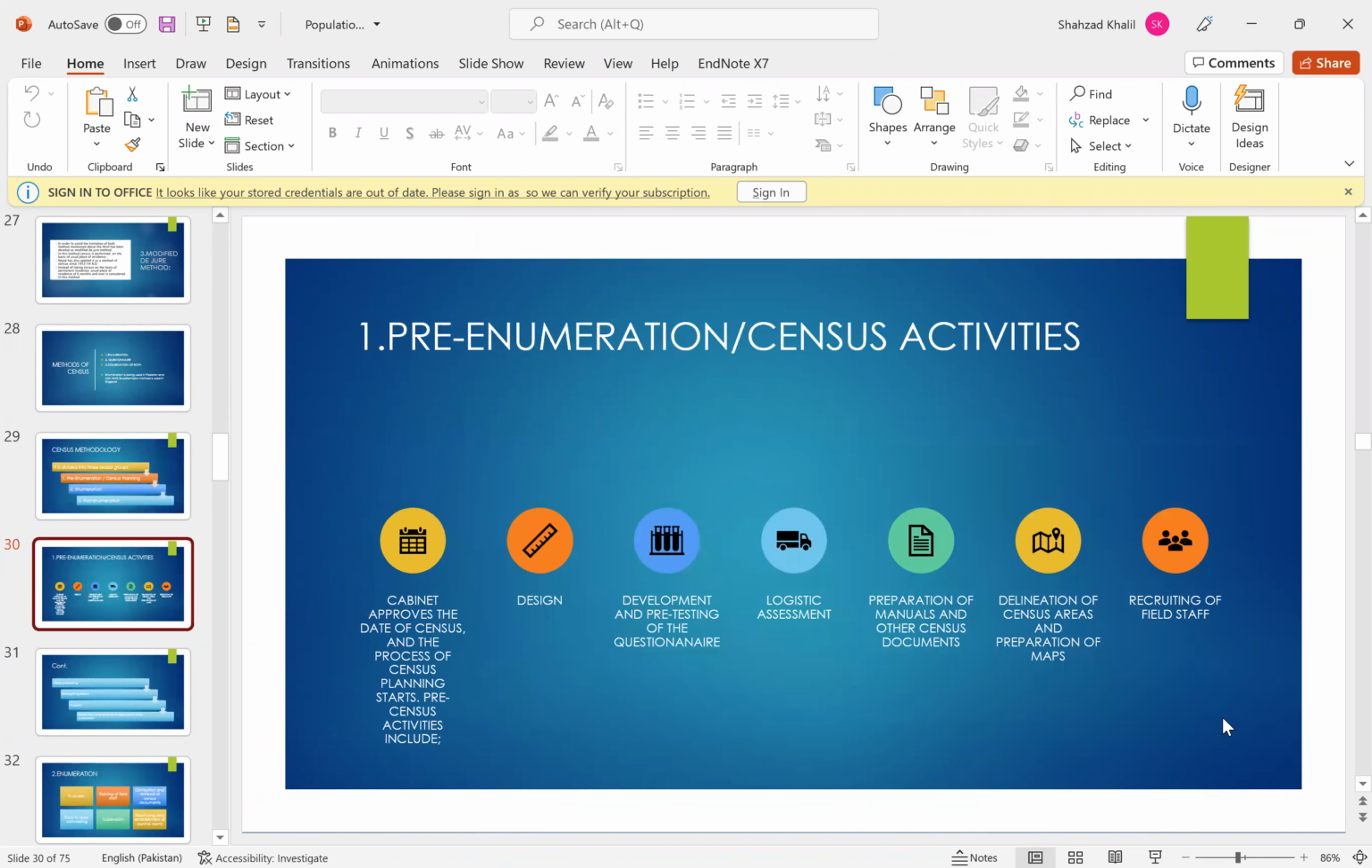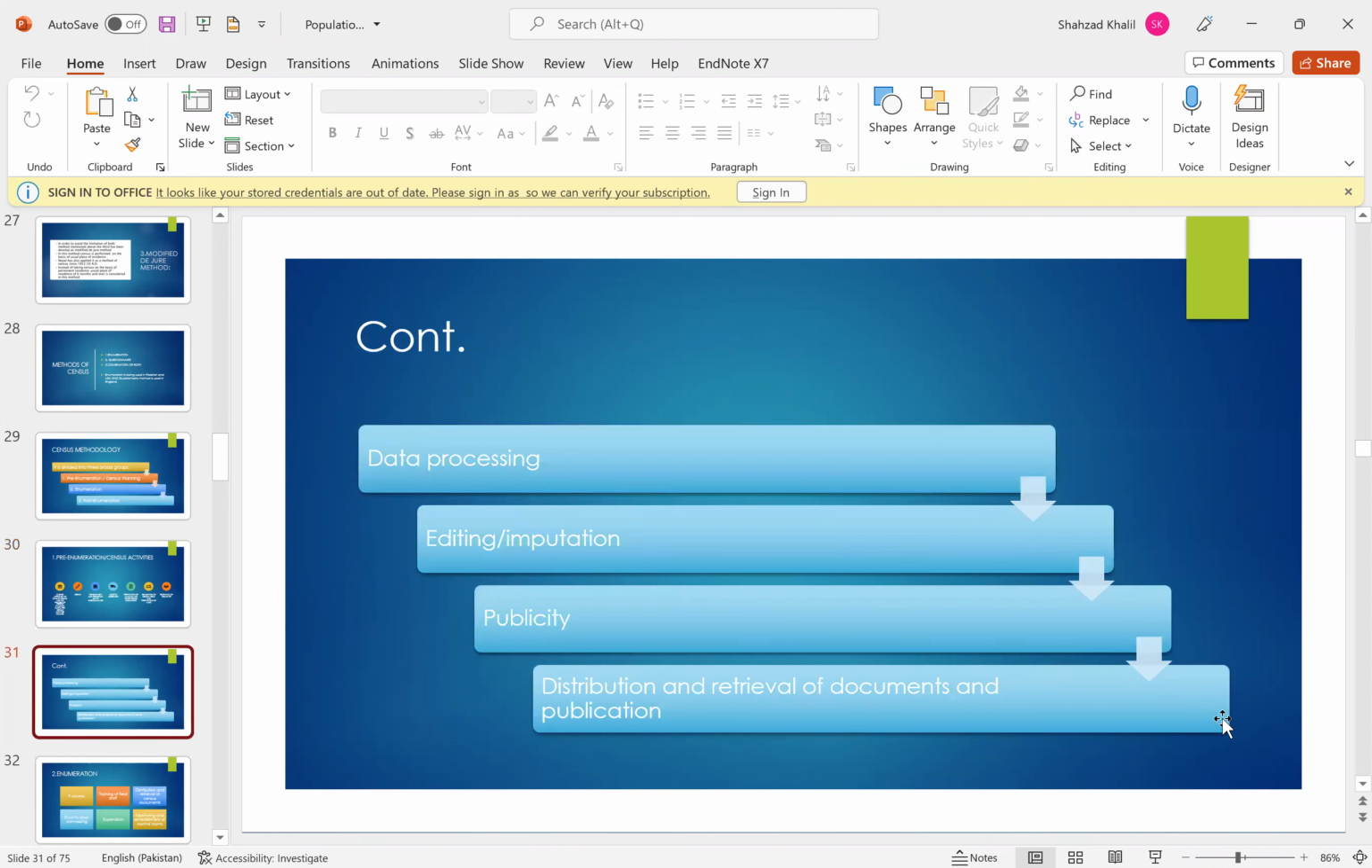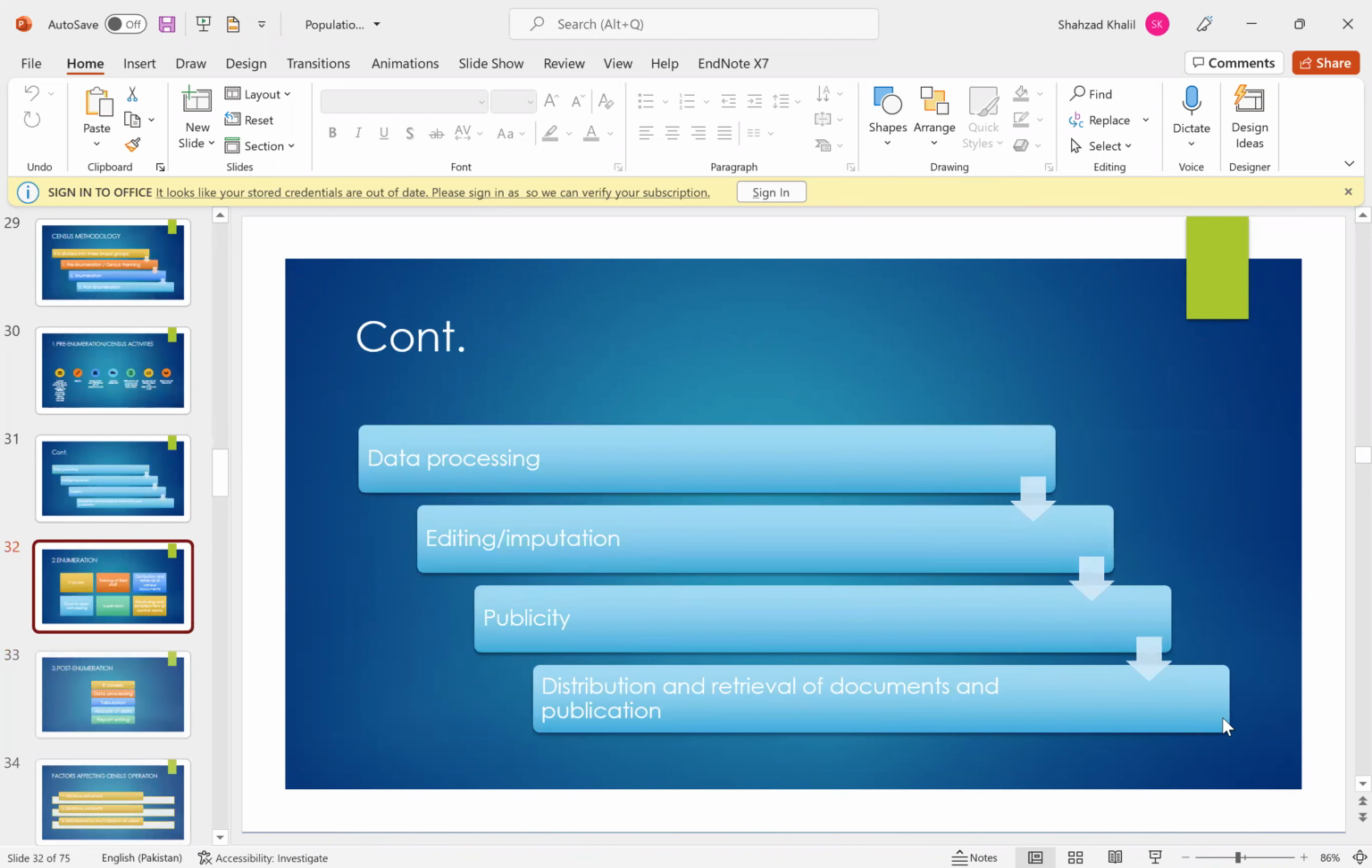First, the pre-enumeration census activities. Cabinet approves the date of census and the process of census planning starts. Pre-census activities include the design, development and pre-testing of the questionnaire, logistic assessments, preparation of manuals and other census documents, delineation of census areas, preparation of maps, recruiting of field staff, then data processing, editing, publicity, distribution, and retrieval of documents and publication. This all comes in pre-enumeration.